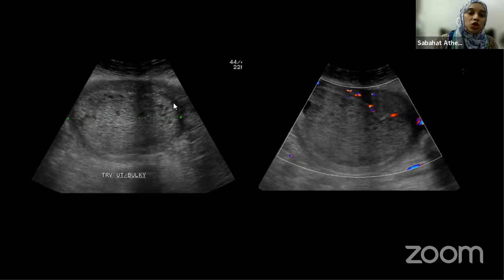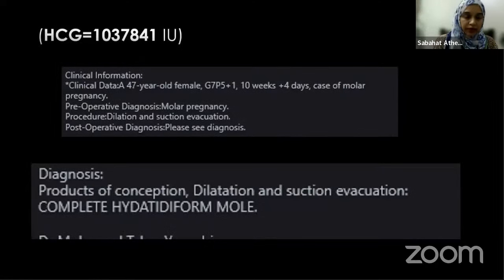Everybody got it. So what you can see is an enlarged uterus with an intrauterine mass with cystic spaces in between, with some vascularity. And you can call this a bunch of grapes sign. And all of them mentioned that this is molar pregnancy. Excellent. Well done. What happens in molar pregnancy? Your labs would be an excellent indicator.